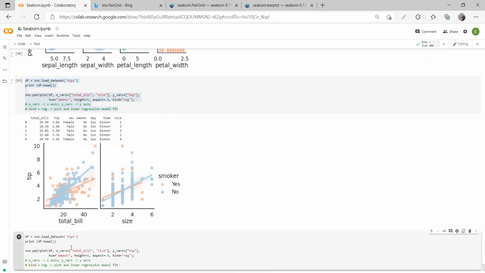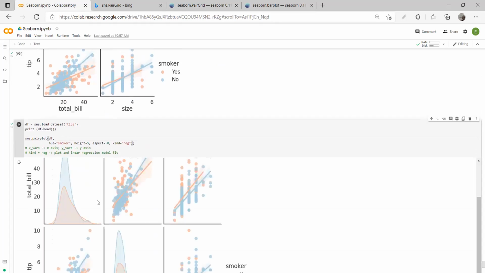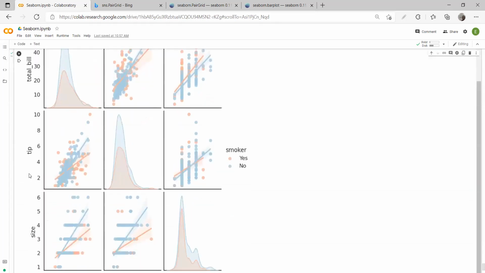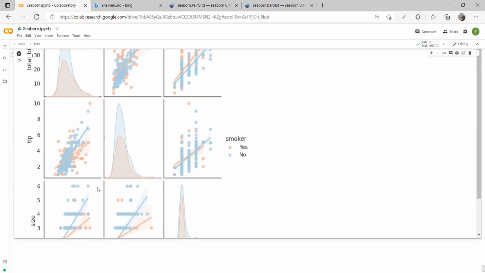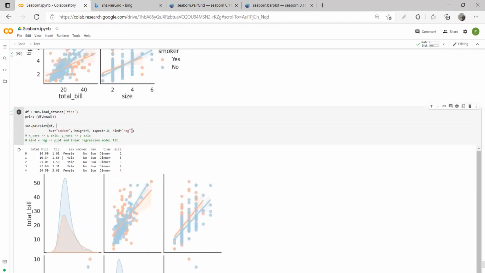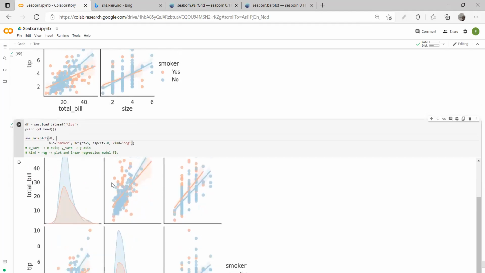And what will happen if I don't specify the entire x and y? So what will happen if you don't at all specify x and y? It is going to plot for all the things that you have, right? Just like a pair grid, but with a little bit different options. I mean, what are the different options that are available, right?